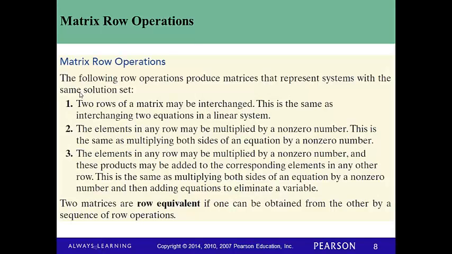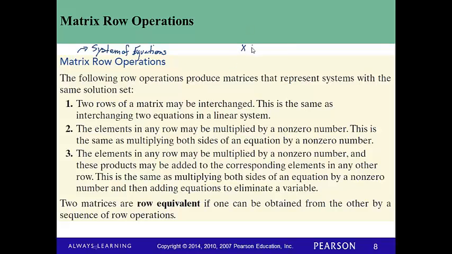Here are rules for your matrices. Now remember, your matrix is just like a system of equations. So everything you can do to a system of equations, you can do to a matrix. So the first one says 2 rows of a matrix may be interchanged. That's because you can interchange 2 equations in a linear system without changing anything.